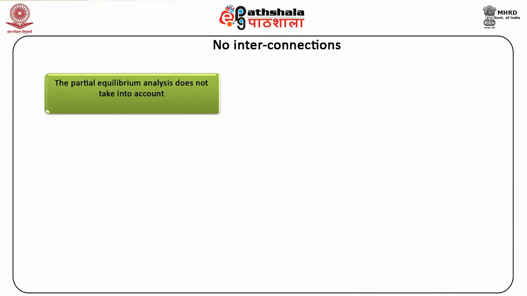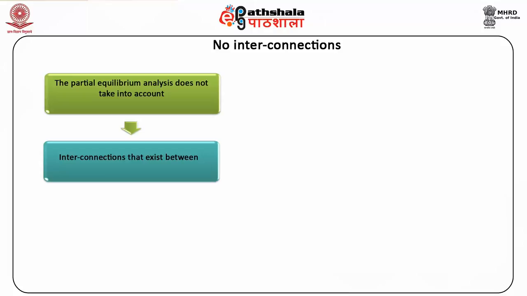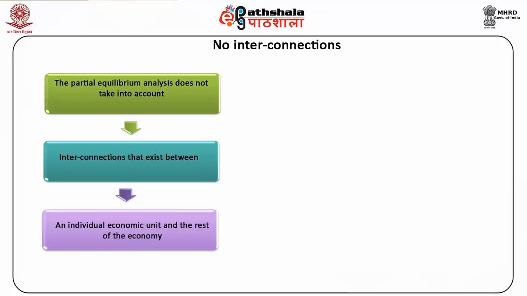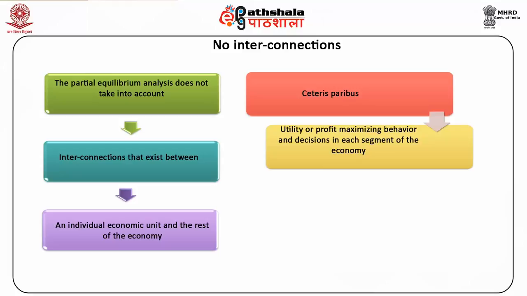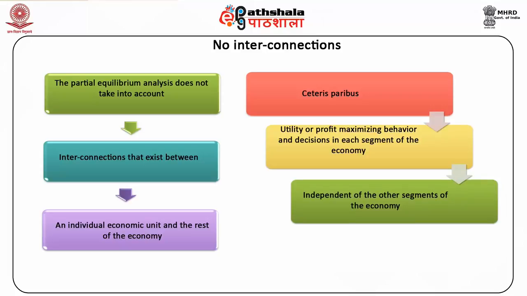The partial equilibrium analysis does not take into account the interconnections that exist between an individual economic unit and the rest of the economy. These interconnections are taken care of under the generic exemption of ceteris paribus. In other words, in partial equilibrium analysis, we study utility or profit maximizing behavior and decisions in each segment of the economy as if they were independent of the other segments of the economy.